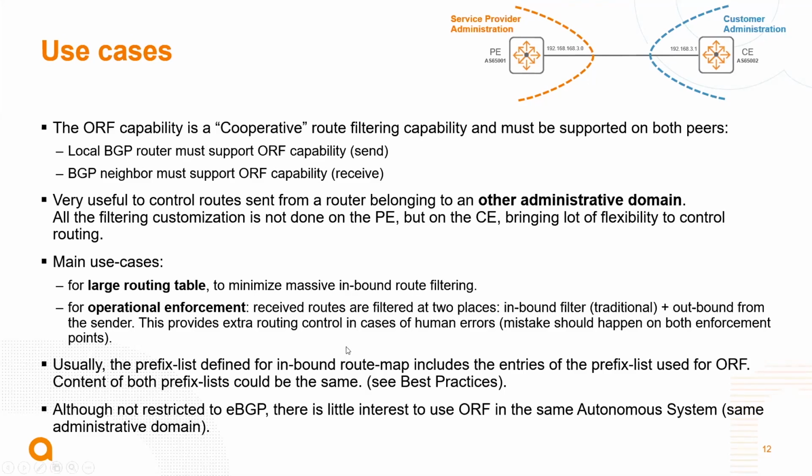Usually the prefix list defined in the inbound route map will include the entries in the prefix list used for the outbound route filtering, and the content of both prefix lists could be the same. We'll see that in the best practice. Last point is that although this is not restricted to external BGP, there is very little interest to use outbound route filtering inside the same autonomous system or the same administrative domain, because you have control of all the switches or routers inside that domain.